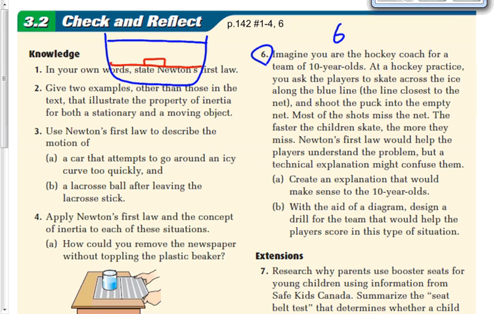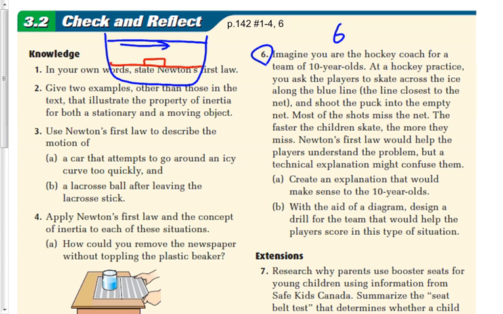Okay, that's a pretty good one, yeah. The faster you move across the blue line, the faster the puck wants to move with you. So as you're moving to the right and you shoot the puck, what's going to happen to the puck? It's going to go to the right. Make sense? That's a pretty good explanation for 10-year-olds. Smart 10-year-olds would get that.